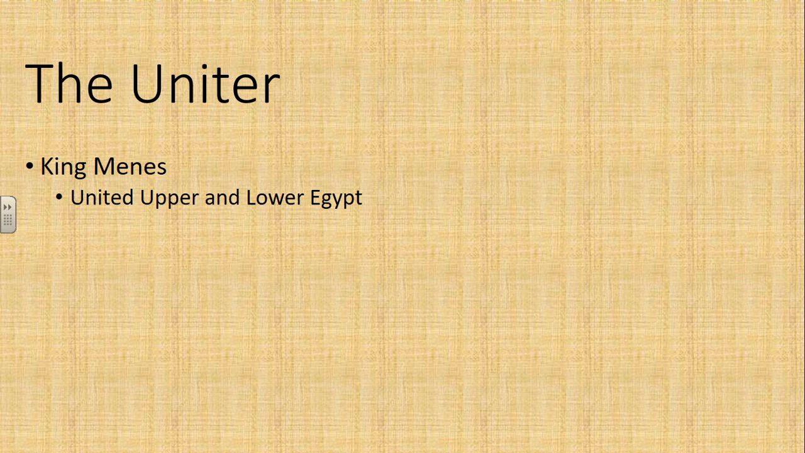So now we're talking about our first pharaoh, the Uniter. Now we have talked about this pharaoh before. He is the pharaoh who united Upper Egypt with Lower Egypt and became ruler over all Egypt. And his name was King Menes. So he united Upper and Lower Egypt.